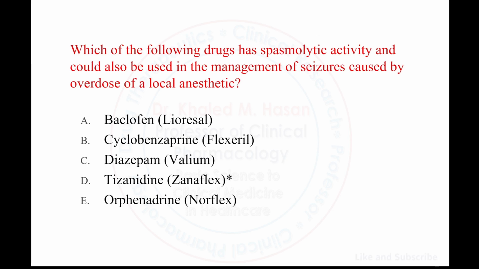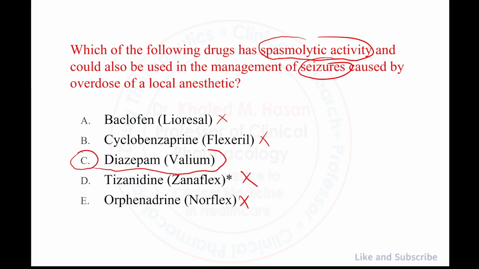So here we have a medication with two functions. Number one, spasmolytic effect, and used for seizure, which could be caused by an overdose. Which one? Baclofen, not for seizure. Cyclobenzaprine, not for seizure. Orphenadrine, not for seizure. Tizanidine, not for seizure. The medication for seizure and epilepsy will be diazepam. So diazepam could be used for both seizure and as an antispasmodic.